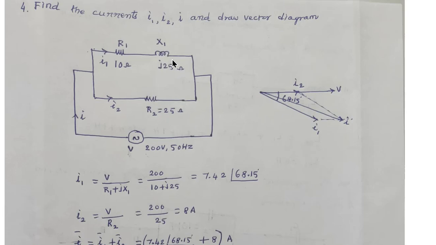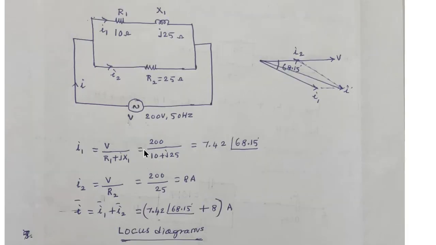Because two branches are connected across the supply, the current can be easily calculated as I1 is equal to V divided by R1 plus jX1. Because values are given, straight away we can put the values of voltage and impedance, that is 200 by 10 plus j25. Then after simplification we get 7.42 at an angle of 68.15 degrees amperes. Then we also get I2 as V by R2, so 200 divided by R2, which is 25, so we get 8 amperes. Then if we add I1 and I2, we get I. That is, I is equal to I1 plus I2 vectorially. Then we get 7.42 at an angle of 68.15 degrees plus 8 amperes.